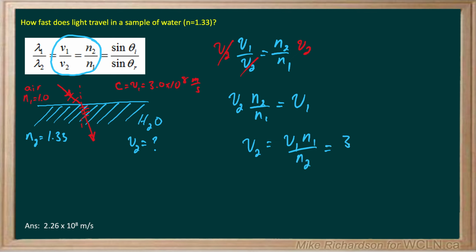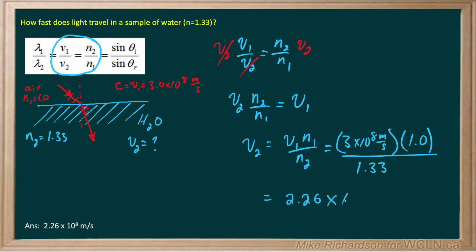Now V1 was 3 times 10 to the 8th. N1 was the index of refraction of air, and N2 was the index of refraction for the water. And when we work that through, we get the speed of light in water to slow down to 2.26 times 10 to the 8th meters per second.